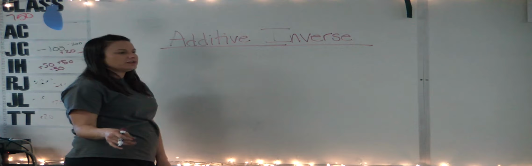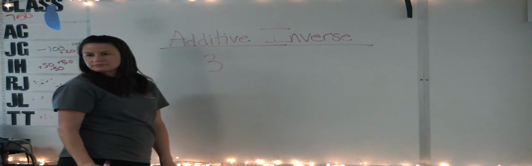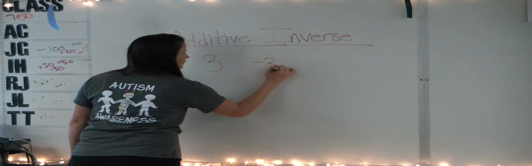Additive inverse. Additive inverse is the opposite number you can add to the given integer. So if I was given a 3 and I wanted the additive inverse, what would be my additive inverse of 3? Negative 3, good. I would add these two integers together, and what would I get? 0.